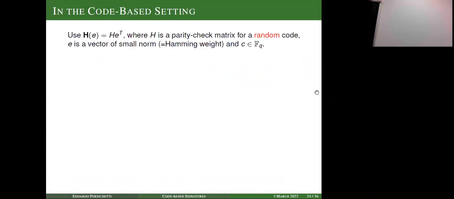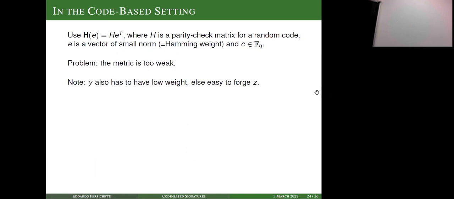And in the code-based setting, our metric is syndrome, right? So now we have a parity check matrix and a random code with a small norm, and the metric is very weak because, remember, Y is constrained to have low weight, otherwise it's easy to forge. And then this response actually leaks the secret, because you have a few non-zero positions here, a few non-zero positions here, you can actually see them right away. So it's just a simple statistical analysis.